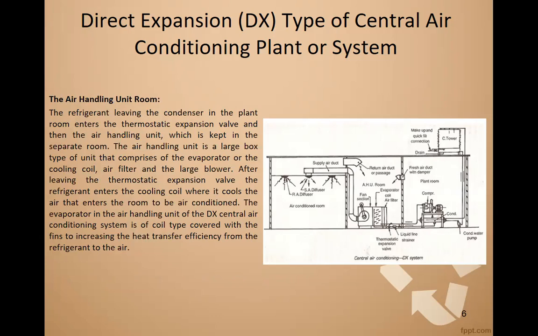So, the air handling unit room. Andiyan, nakalagay naman AHU room. The refrigerant leaving the condenser and the plant room enters the thermostatic expansion valve and then the air handling unit, which is kept in a separate room. The air handling unit is a large box type of unit that comprises the evaporator or cooling coil, air filter, and the large blower.